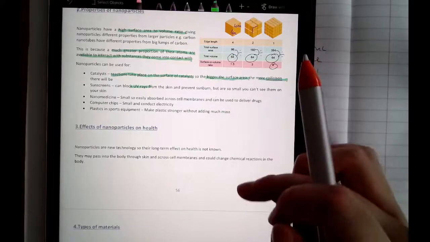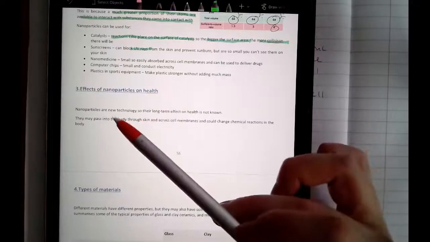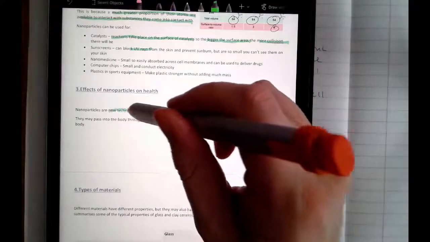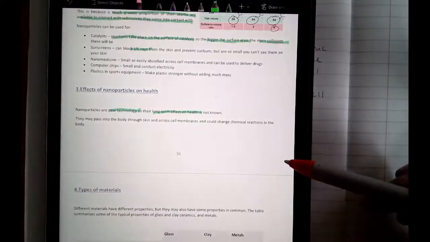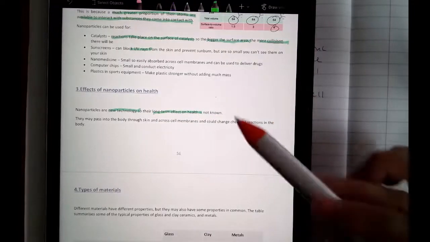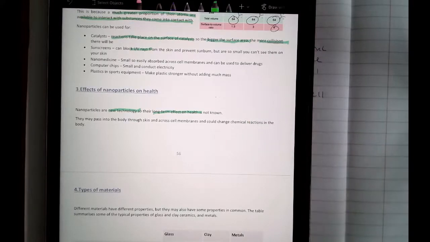their properties. Other thing you need to know about nanoparticles is the effect that they have on health. They are a new technology, haven't been around that long, so we don't know much about their long-term effects on health. Just because we haven't been using them long enough to know, maybe slowly but surely they are going to damage your health, but they don't have any short-term effects and long-term effects aren't known yet.